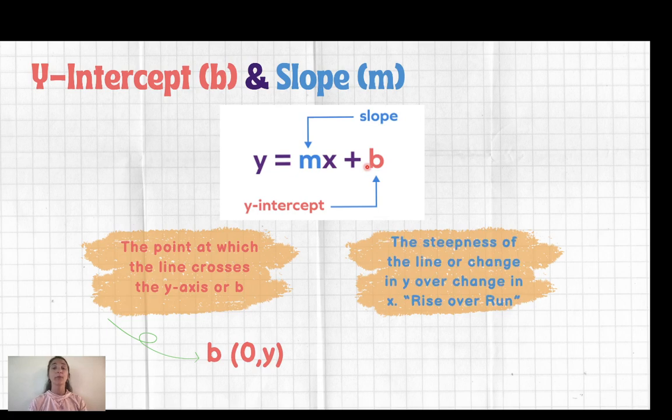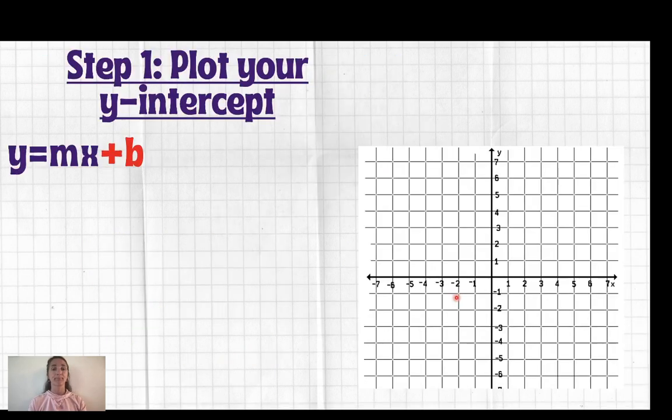The slope represents the steepness of the line, or change in y over change in x. We also refer to this as rise over run. Recall, slope is denoted by the letter m. Step 1. Plot your y-intercept.